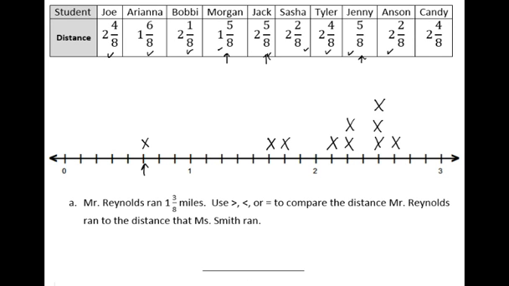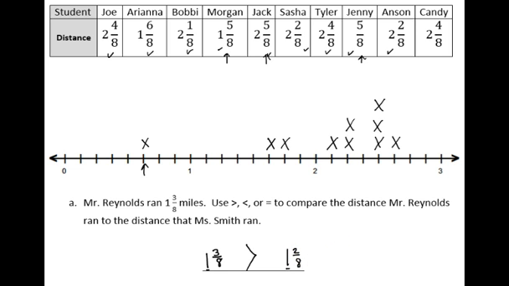And finally, this question says Mr. Reynolds ran 1 3/8 miles. We're going to use greater than, less than, or equal to compare the distance Mr. Reynolds ran to the distance that Miss Smith ran. So Mr. Reynolds ran 1 3/8 miles, and we just determined that Miss Smith ran 1 2/8 miles. Well, they both ran 1 complete mile. Mr. Reynolds ran 3/8 of a mile extra, and Miss Smith ran 2/8. So Mr. Reynolds ran further than Miss Smith.